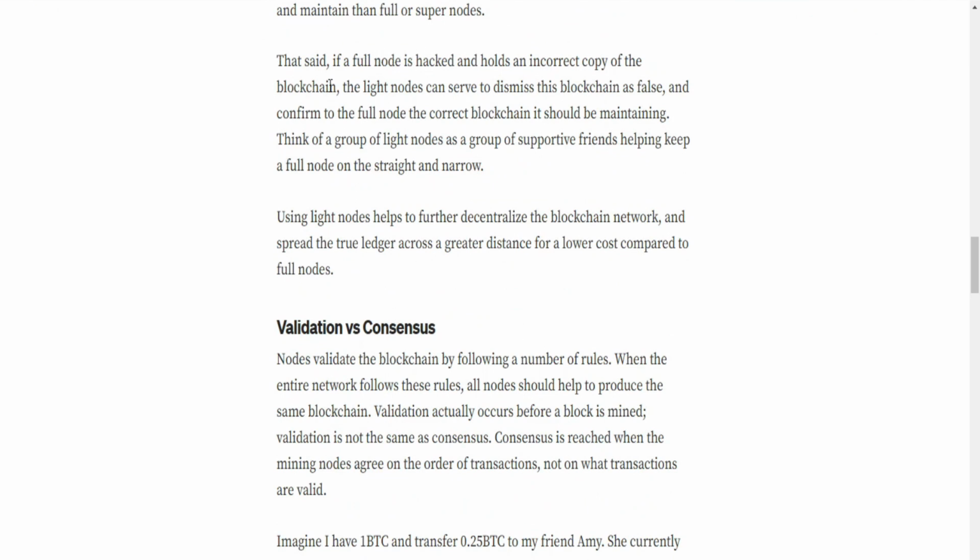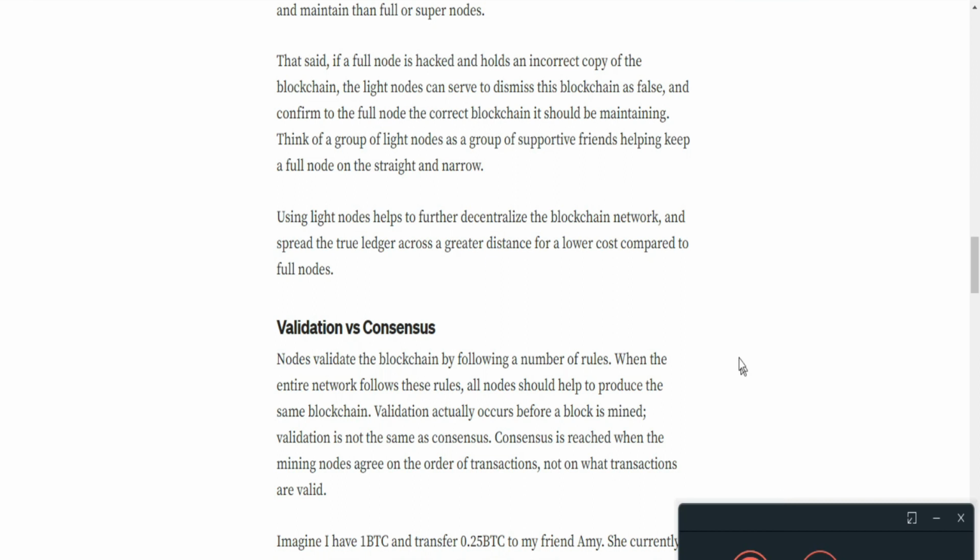That said, if a full node is hacked or holds incorrect copies of the blockchain, the light nodes can be served a false version of the blockchain.